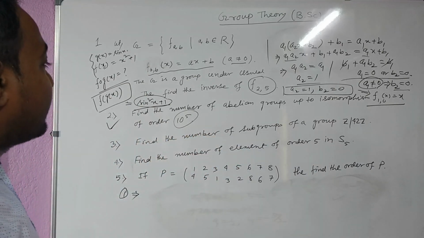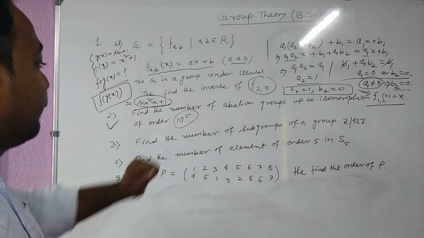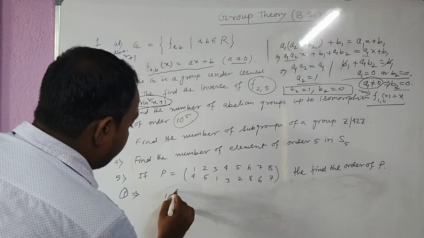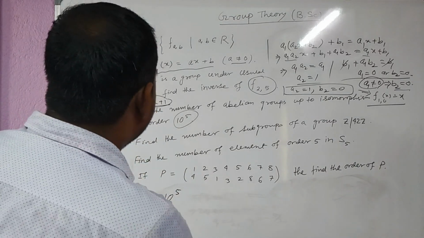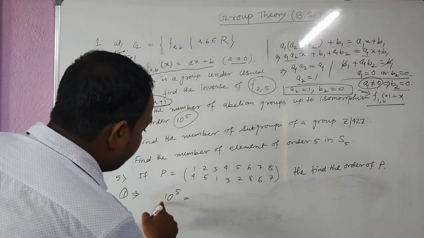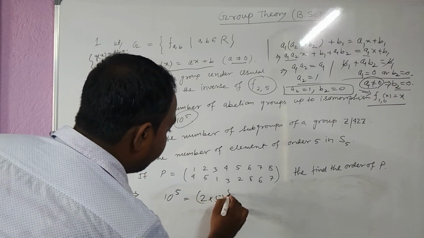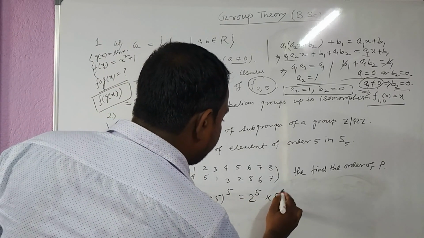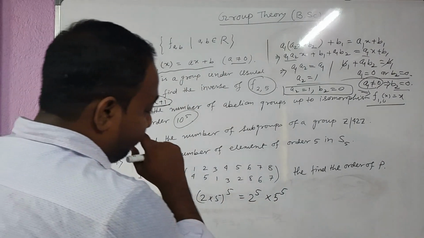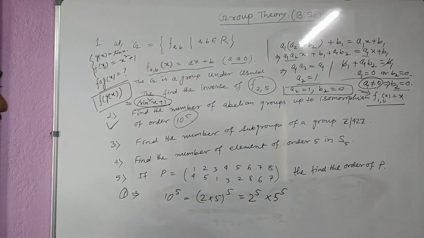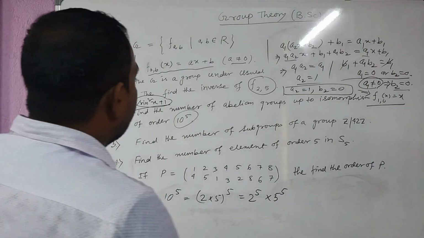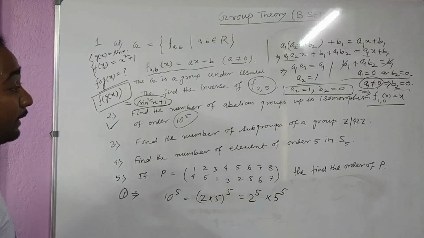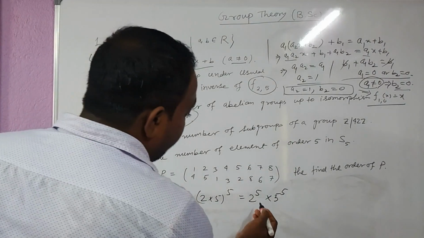So how many partitions are there for this particular group? Let's start to find out the number of groups of this order up to isomorphism. So we can write 10 to the power 5 as 2 to the power 5 into 5 to the power 5, right? Now look at this, 2 to the power 5 into 5 to the power 5. And here the question is to find the number of abelian groups up to isomorphism of order 10 to the power 5.